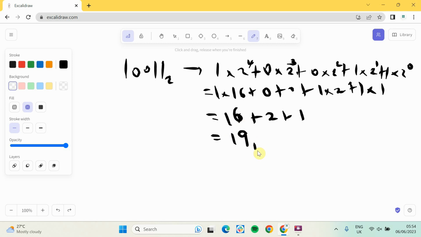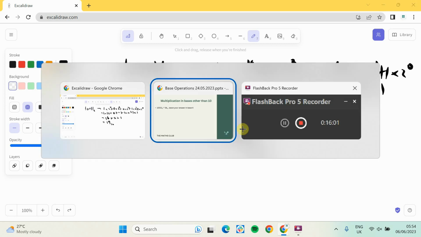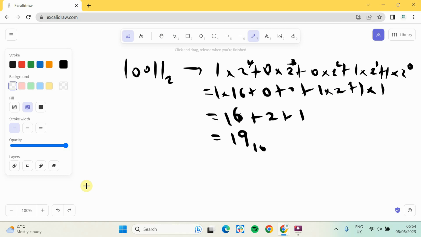So in base 10, 10011 in base 2 is 19. Great. So the next number is 34.